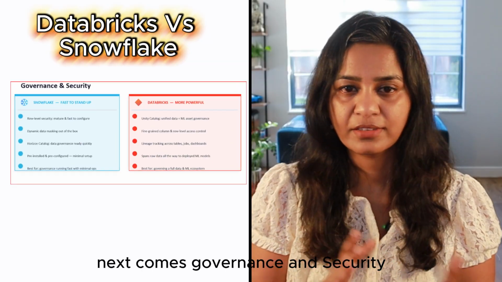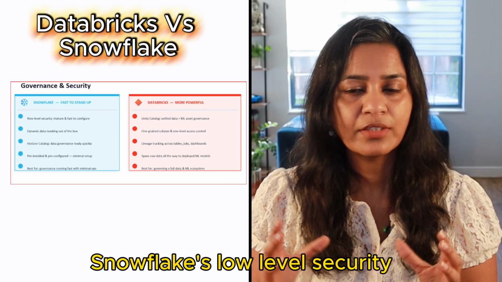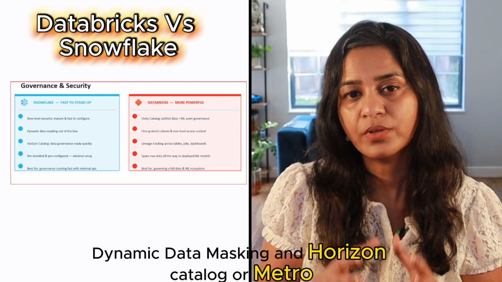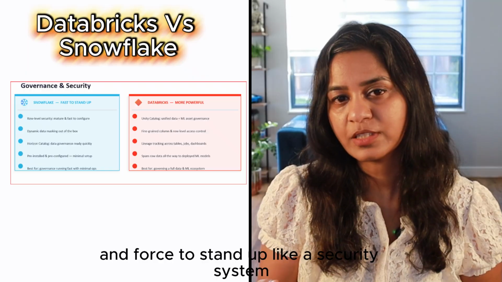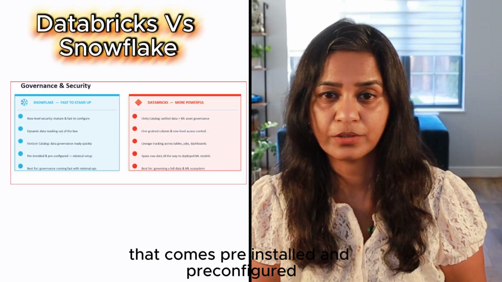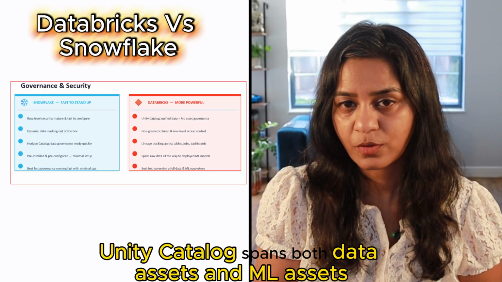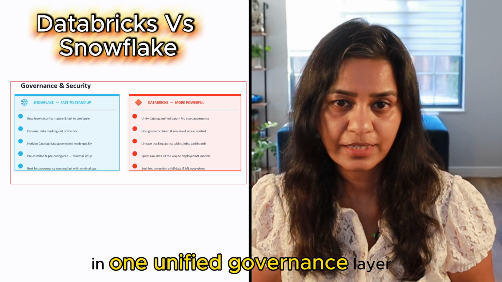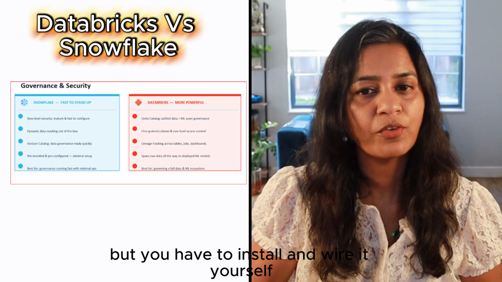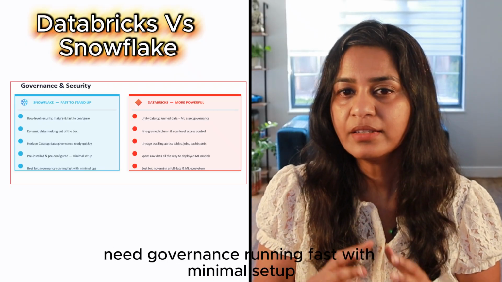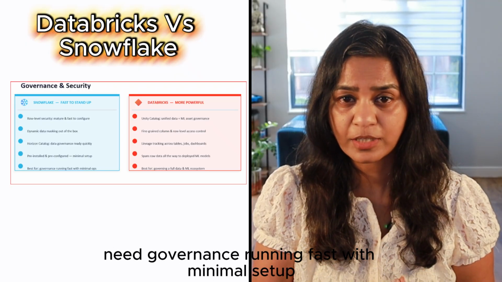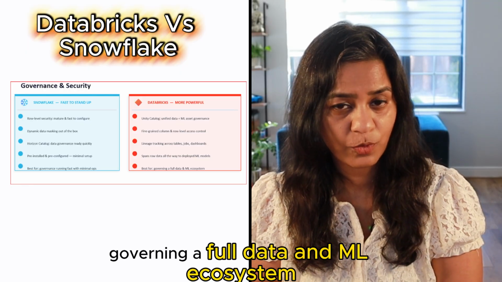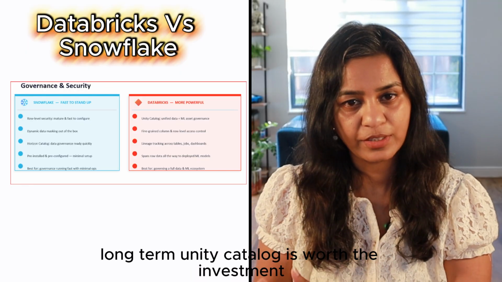Next comes governance and security. Snowflake's row-level security, dynamic data masking, and Horizon Catalog are mature and fast to stand up, like a security system that comes pre-installed and pre-configured. Whereas Databricks Unity Catalog spans both data assets and ML assets in one unified governance layer, which is more powerful, but you have to install and wire it yourself. Need governance running fast with minimal setup? Then go for Snowflake. Governing a full data and ML ecosystem long-term, Unity Catalog is worth the investment.